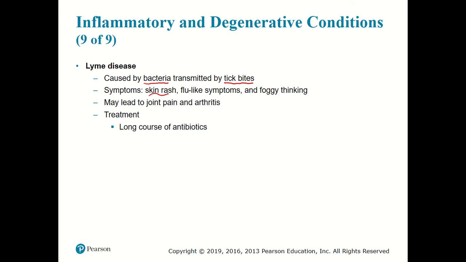Symptoms include skin rash, flu-like symptoms, and foggy thinking. Then that bacteria tends to have a particular type of toxin, and that toxin causes inflammation, and that gets deposited in the joints. And really the way you treat Lyme disease is antibiotics. I wanted to mention this because it does lead to acute arthritis.